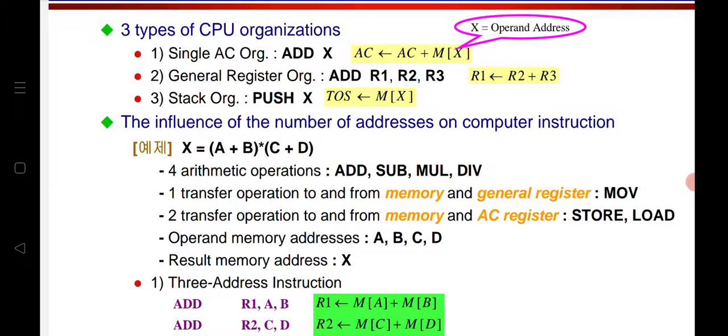For example, if you see here, ADD X, what it does: the accumulator contents will be added with X. X is your memory address. It will go to that particular memory address, whatever data is there in that memory address will be added with your accumulator, and the result will be stored in the accumulator. So this is your single accumulator organization.